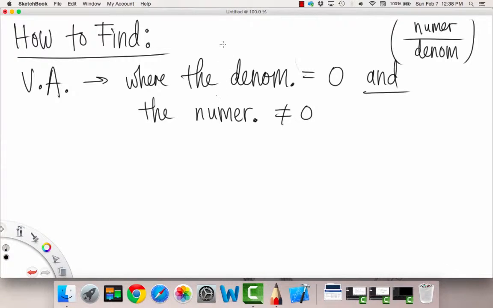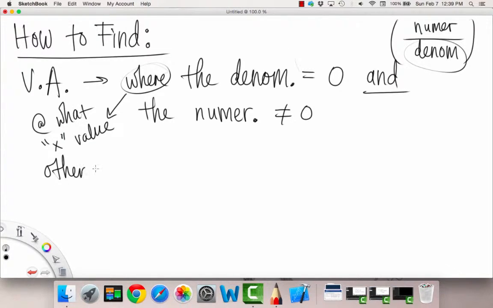So, anyways, what I was saying was, where just means at what x value, or whatever variable you have, this happens, so that your denominator is equal to 0 and your numerator is not, okay? Alright, so there's another case.